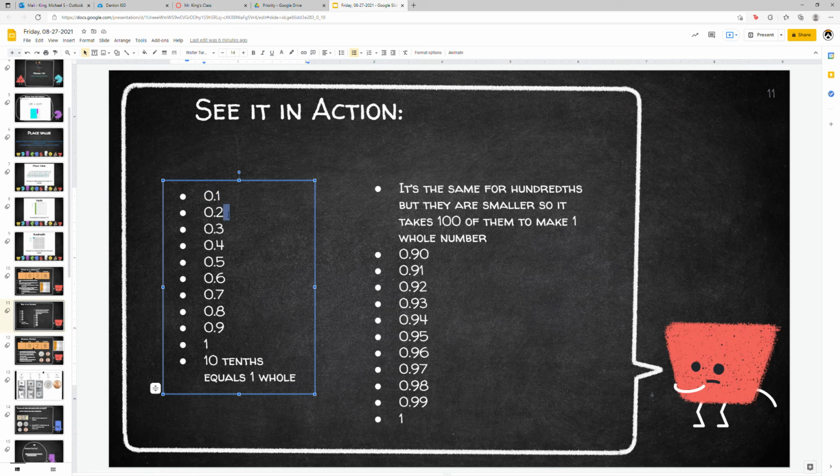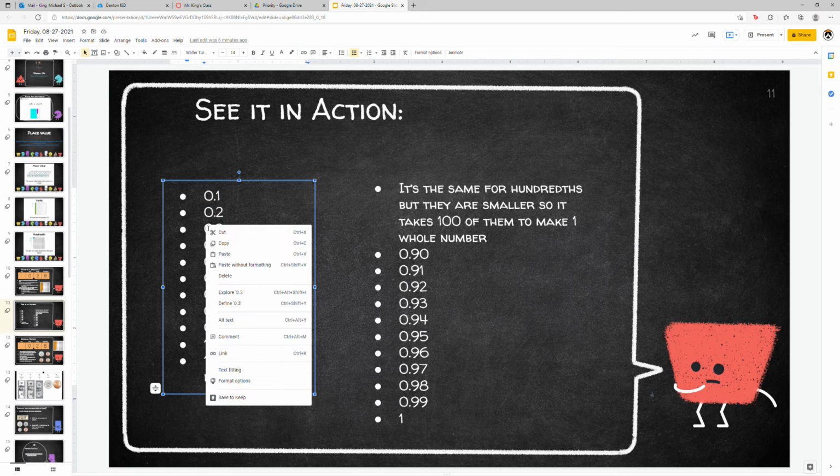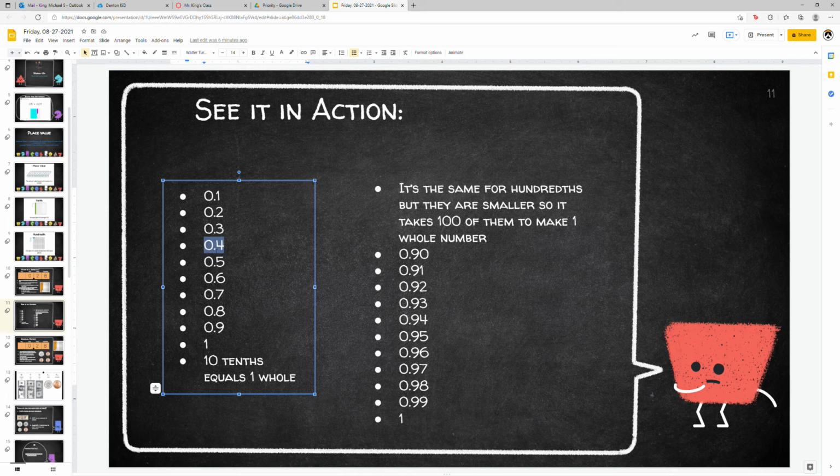I'm going to add another tenth, 2 tenths, then 3 tenths, then 4 tenths, then 5 tenths, 6 tenths, 7 tenths, 8 tenths, 9 tenths, and if I add one more, that becomes 10 tenths, right? But you know from basic addition, once we get to 9 and we get to 10, it moves up a place value, right? It gets bigger. So it becomes 1 whole. 10 tenths is equal to 1.